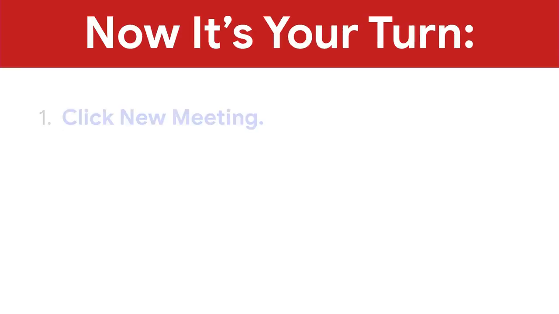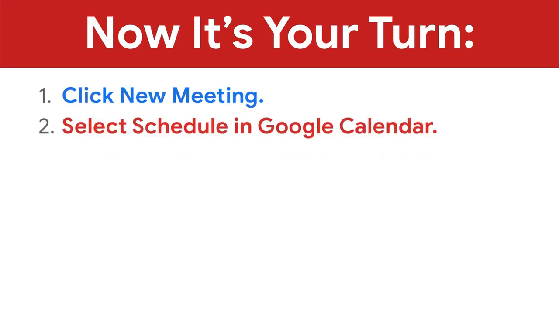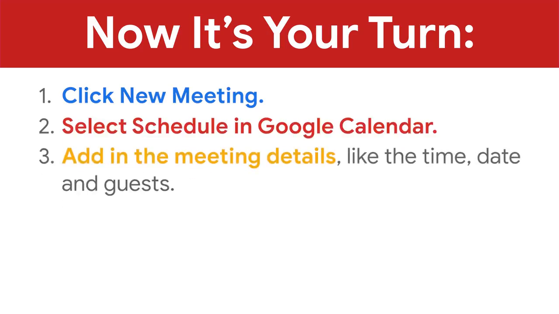Now it's your turn. Click New Meeting, select Schedule in Google Calendar, add in the meeting details like the time, date, and guests, and save the meeting.